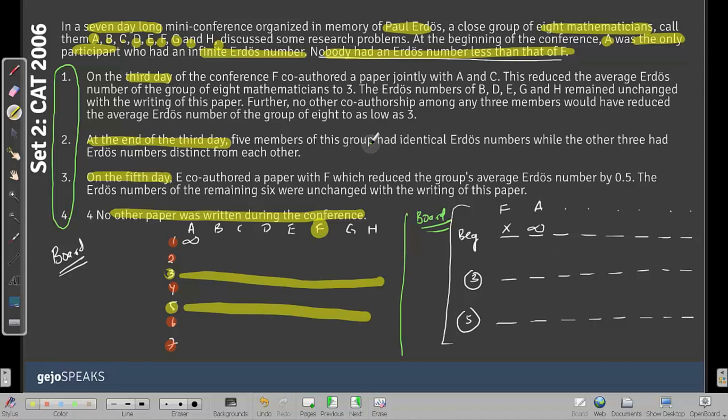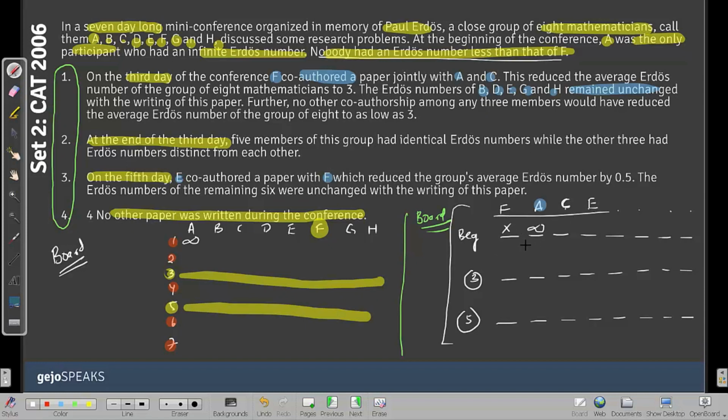So we have some information that is given that in the first case F co-authored with A and C. So A is in play, then we know that C is in play. So we'll probably need to put C somewhere. Then he talks about the Erdos number of B, D, E, G and H remaining unchanged. Okay. Then the next case talks about E co-authored with F. So now we have E in play.